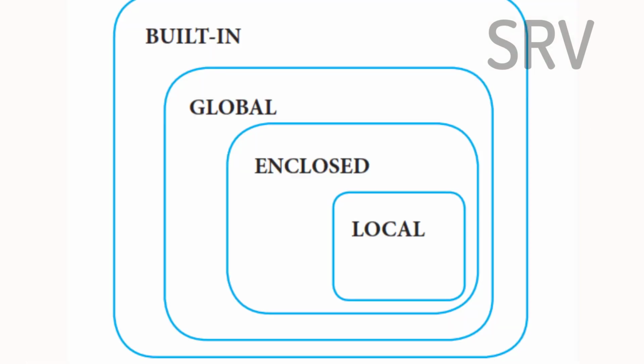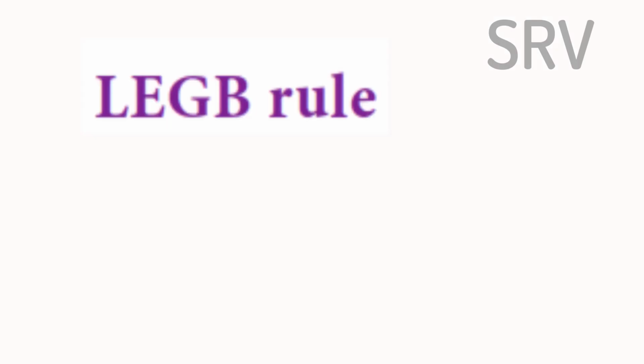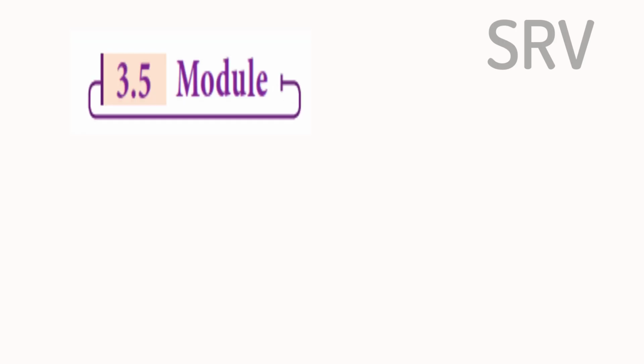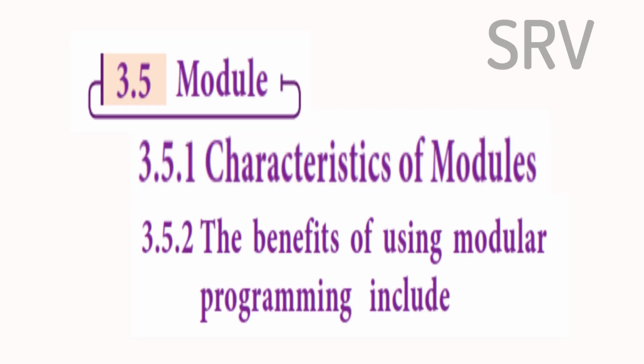So these are all about the types of variable scope. In this video we have seen what the LEGB rule is and the types of variable scope. In the next video we shall see about modules, their characteristics and their benefits.